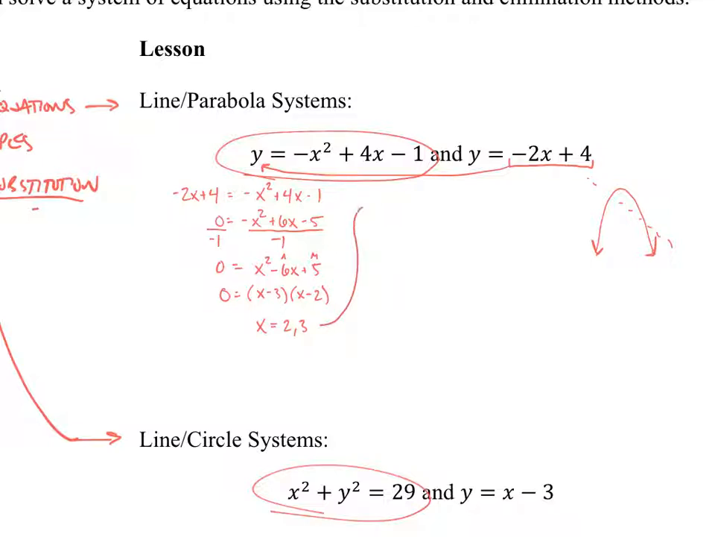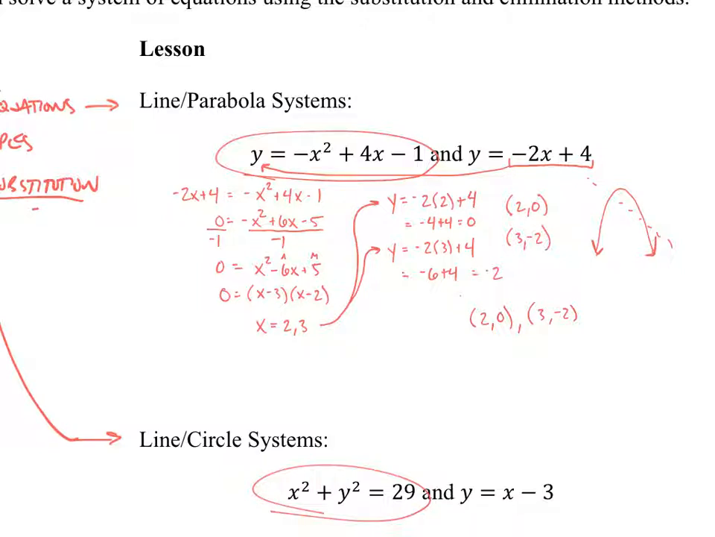So what I'm going to do is plug each of those back into the line, just because it's the easier function. So I'll have y equals negative 2 times 2 plus 3. Oops, sorry, no, that should be a 4. So that's negative 4 plus 4, which is 0. So one of my solutions is 2, 0. And then I also have y equals negative 2 times 3 plus 4. Here I am finding my second solution. So I also have 3, negative 2. And I would write those as solutions, I would say I have these two solutions. All right? So that's how you handle a line and a parabola.